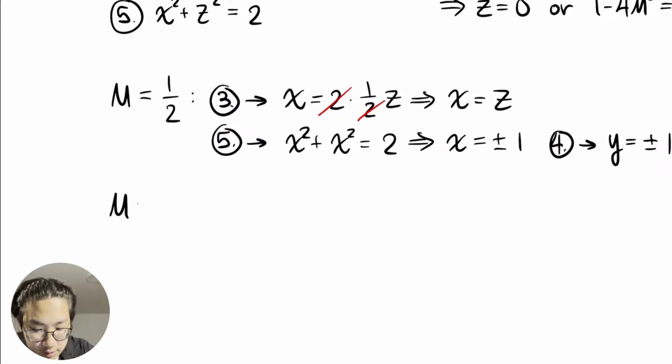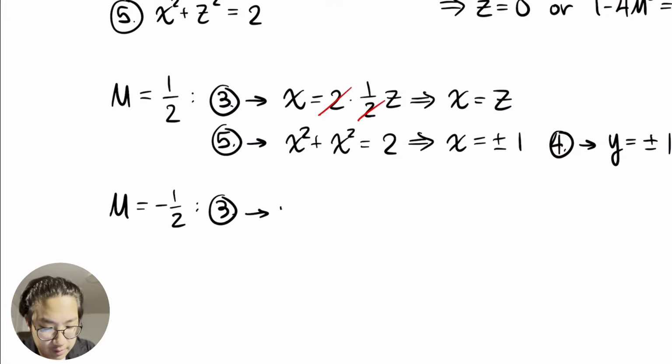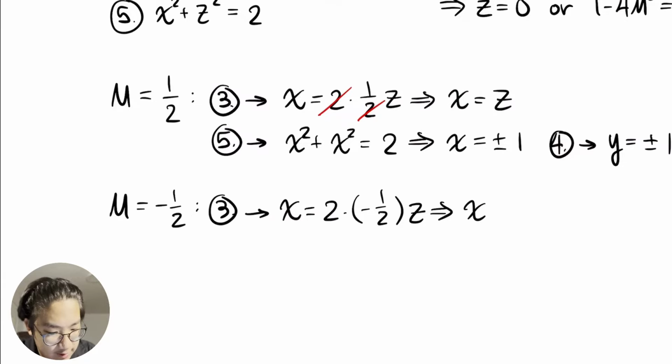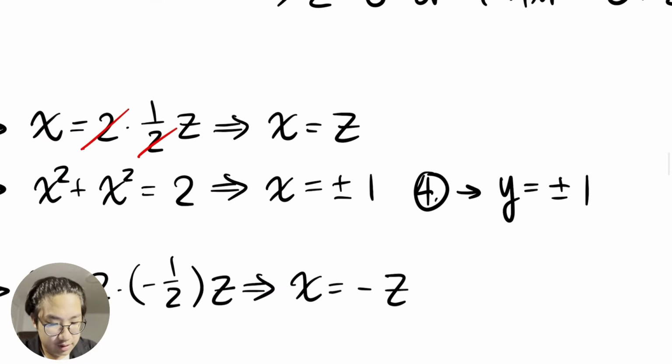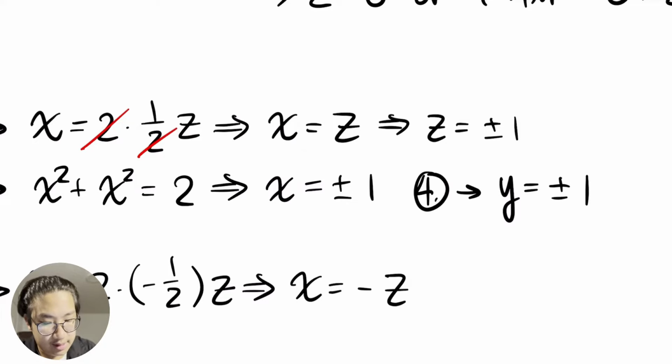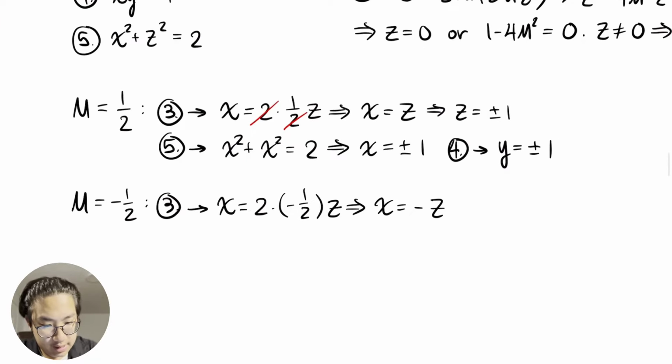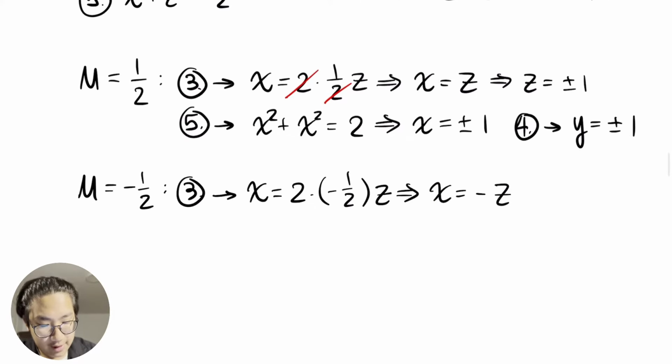Next, we're going to consider when mu is equal to negative 1/2. Overall, it's pretty much the same thing, just some minor differences. So again, we'll still use 3, except in this case, we have x is equal to 2 times negative 1/2 times z, meaning x is equal to negative z instead. We also get that z is equal to plus or minus 1, because again, z is equal to x. However, in this case, we have this equality instead, which we'll see changes the answer slightly. So using the fact that x is equal to negative z, we can still use 5 in the exact same way.